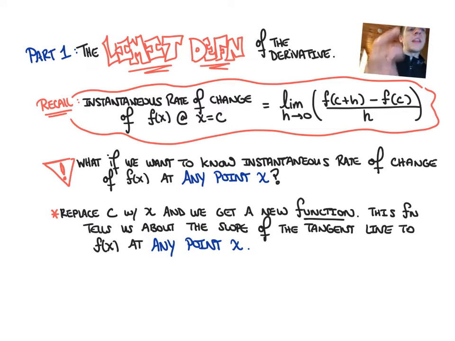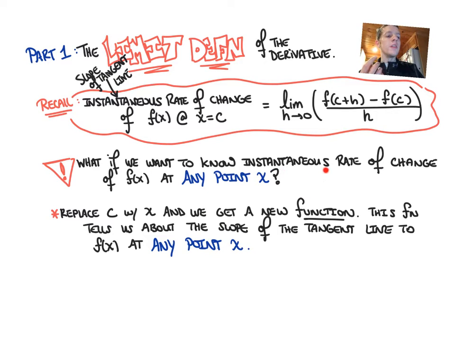So let's start by defining this new thing that we call the derivative. Before we do that, let's remember what instantaneous rate of change is. Instantaneous rate of change, as we know, is also the slope of the tangent line to the graph of f of x. So that's kind of our visual representation of what instantaneous rate of change is. Now, for this rate of change of some function f of x at x equals c, this is the limit definition here.